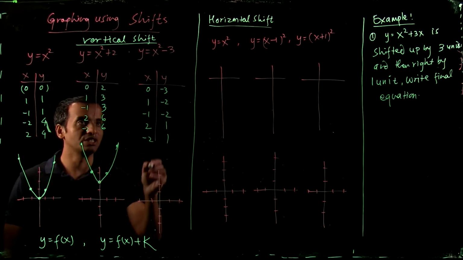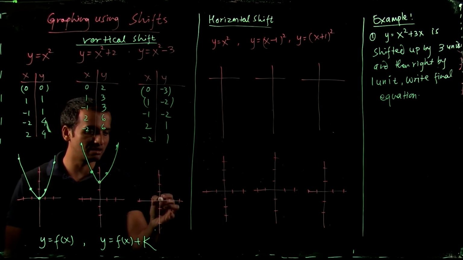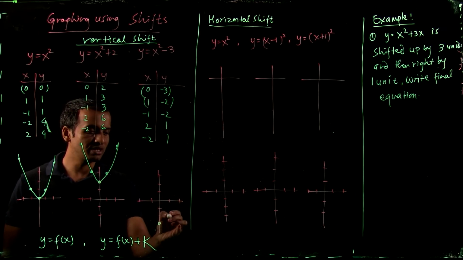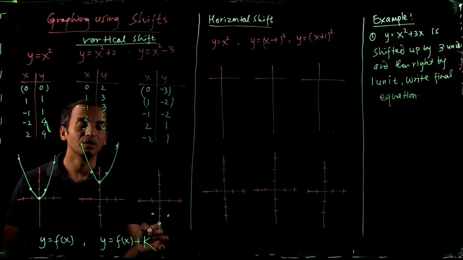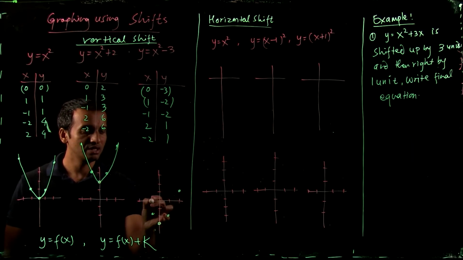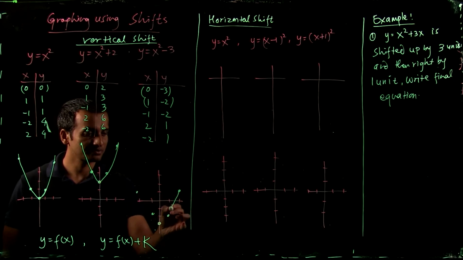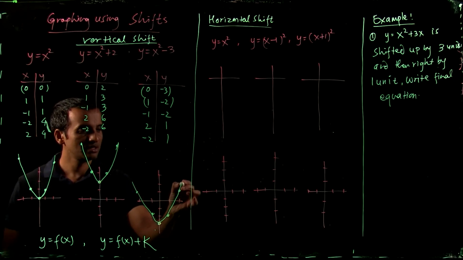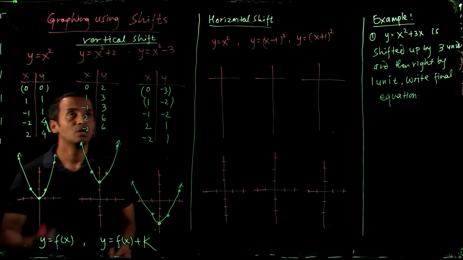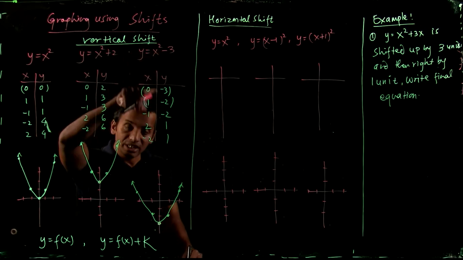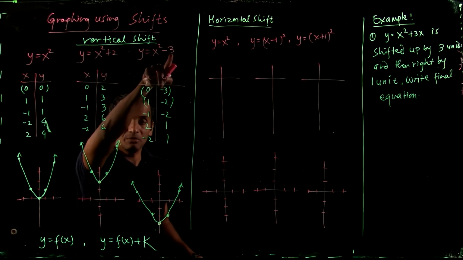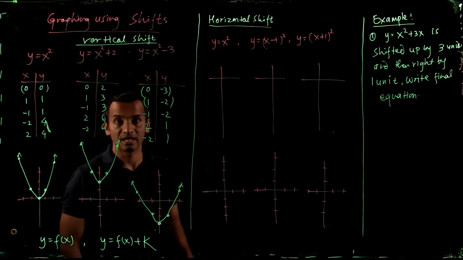Let's plot these points in the graph, like 0 comma negative 3, 1 comma negative 2, like that. 0 comma negative 3, 1 comma negative 2 will be here, and then another will be here. And 2 comma 1 will be here, negative 2 comma 1 will be here. Did you see the graph? When you subtract a number on the right hand side, the graph will shift down by 3 units. Whenever you subtract 3 units. If you subtract 4 units, like that.